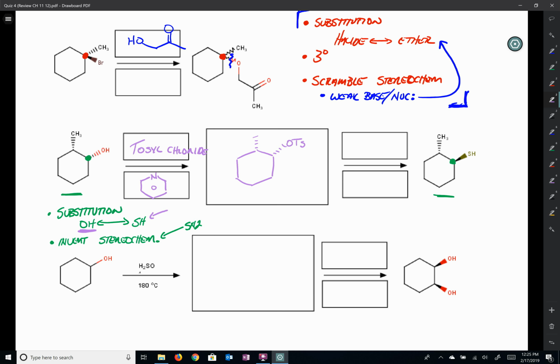Now, OTs, our tosylate, is a very good leaving group. It is a stable leaving group. It's not like if we used a Bronsted acid where we'd protonate the alcohol and make water and it would kick off. We can isolate this tosylate intermediate, and so that's the usefulness of this. So now we need to swap our tosylate for a thiol, and we need to do an SN2 reaction. So for that we need a good nucleophile.